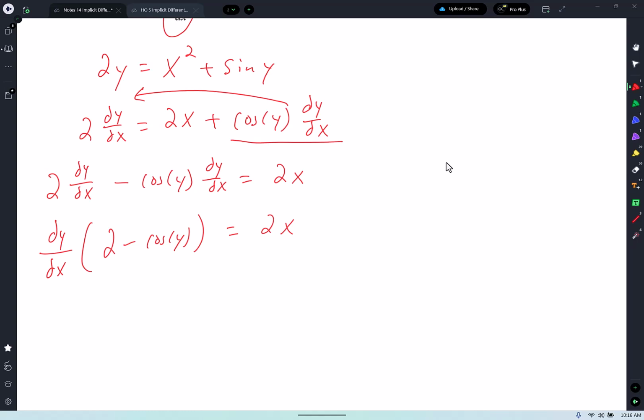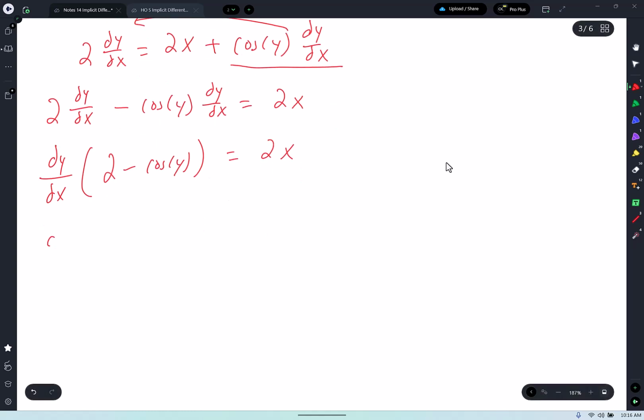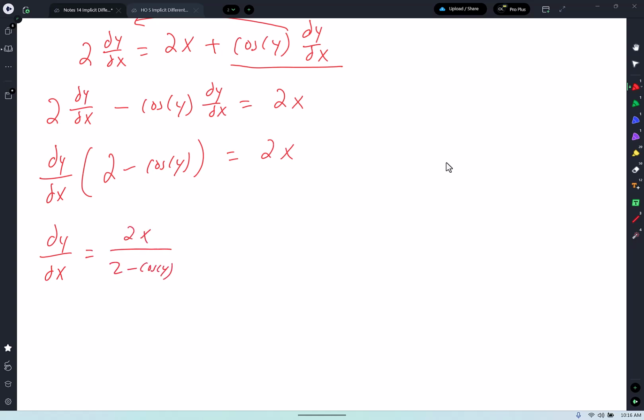What did I do to get dy dx by itself? Yeah, divide. You guys had a good algebra teacher. Dy dx equals 2x over 2 minus cosine y. Yeah, it's defined everywhere. How do I know it's defined everywhere? Will you ever get a 0 in the denominator? Look at it. No. The biggest cosine y will ever be is 1. The smallest cosine y will ever be is -1. We all have pre-cal, right?